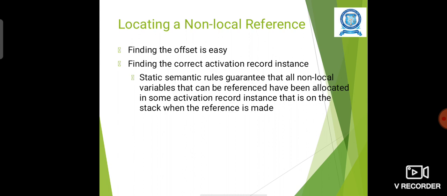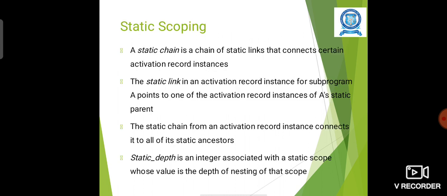Locating a non-local reference. Finding the offset is easy. Finding the correct activation record instance is the harder part. Some static rules guarantee that all non-local variables that can be referenced have been allocated in some activation record instance that is on the stack when the reference is made. Static scoping.